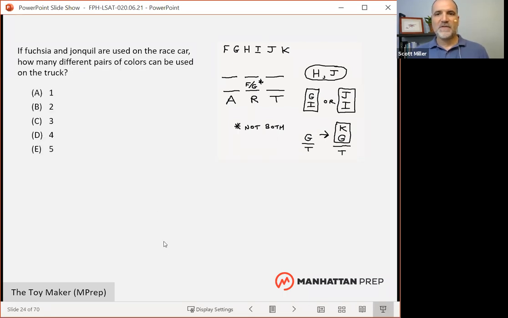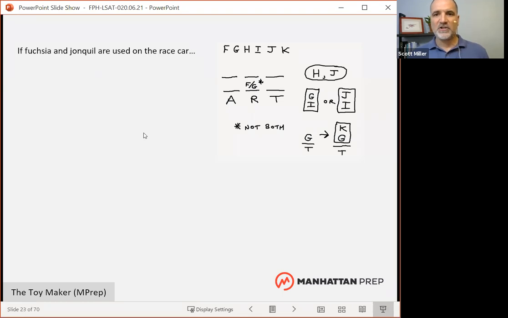So for the purposes of answering this question, we're considering a scenario where F and J are used on the race car. It doesn't mean that from now on, F and J are always used on the race car. It's just for the purpose of answering this question. So what you always want to do when you're given a new condition like this is first, ignore the rest of the question and the answer choices. And this is the hard thing to do, but you really want to ignore the rest of the question and ignore the answer choices and just focus on this condition.